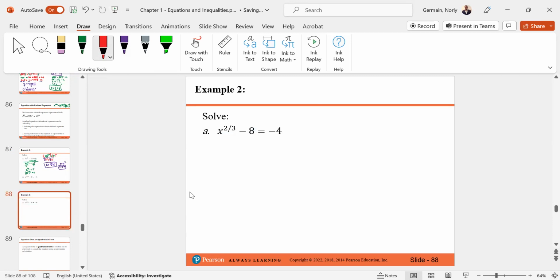Our goal is to isolate x power 2/3. So we need to add 8 to both sides. x power 2/3 equals 4. Again, after we do that, there are multiple techniques for doing it. I see a cube root because I realize I can write x power 2 power 1/3. Remember, power of a power, we multiply the exponents.